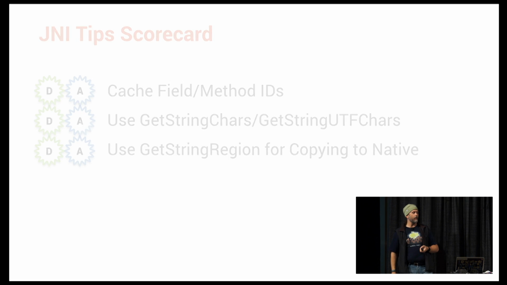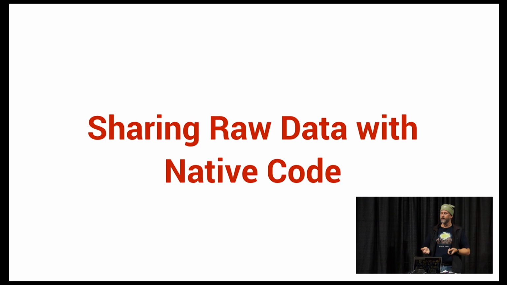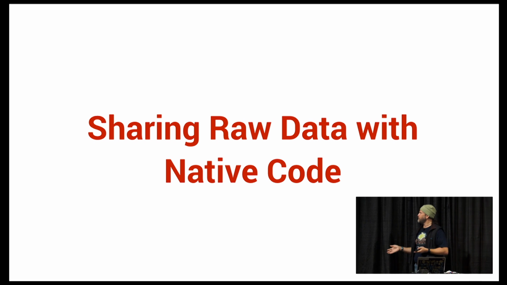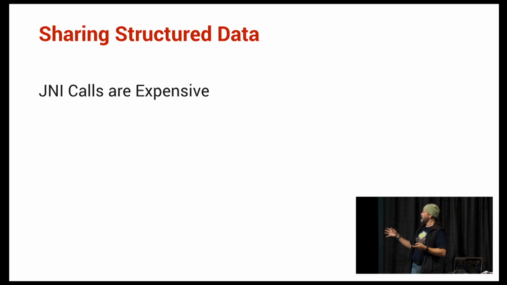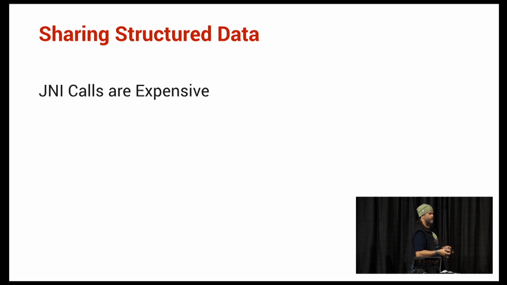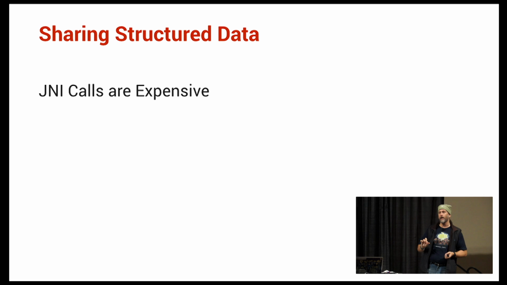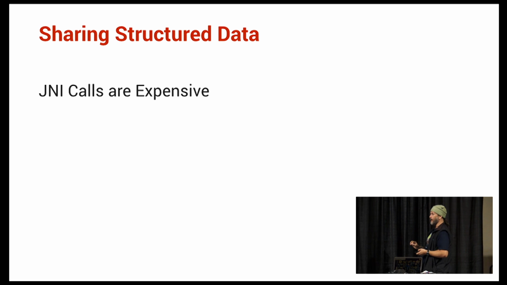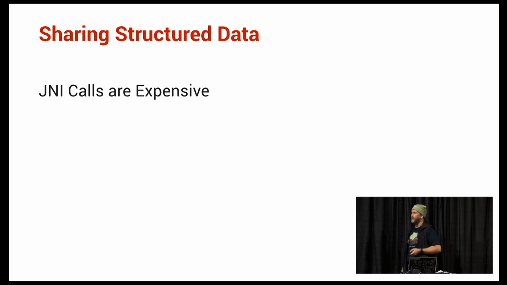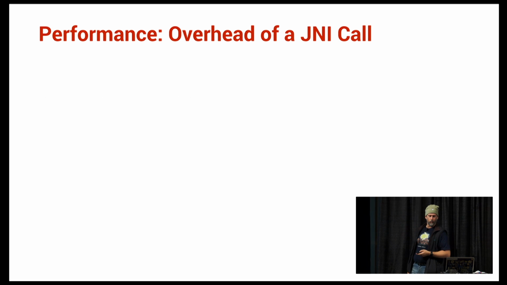All right, let's talk about a problem that a lot of people have, which is sharing raw data with native code. And this is also part of this. Now, if you haven't figured this out by the talk, JNI calls are relatively expensive. And again, this is relative. We're talking about 5 nanoseconds for a regular call to about 300 nanoseconds for a JNI call on a Nexus 5, to be fair. So what are we really talking about? The overhead of a one-way call.